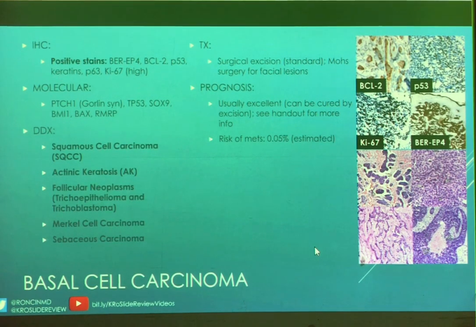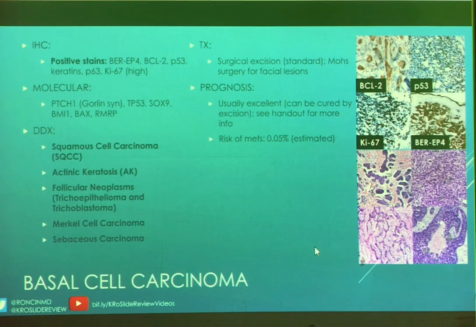The differential includes a lot of things that we looked at today, but some of the things that you want to also consider would be follicular neoplasms, or neoplasms involving the hair follicles and hair shafts, Merkel cell carcinoma, because again, it is very similar in appearance to basal cell carcinoma and it's very aggressive, as well as sebaceous carcinoma. The treatment, standard, surgical excision. We're not surprised by that at this point. And Mohs surgery, again, for facial lesions.